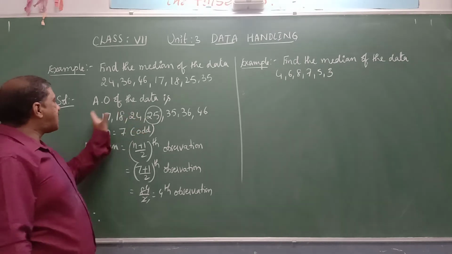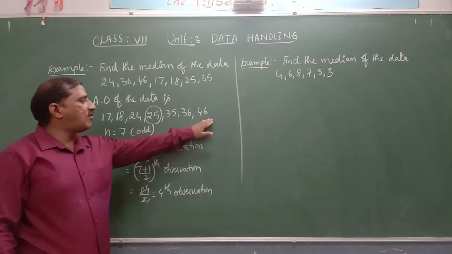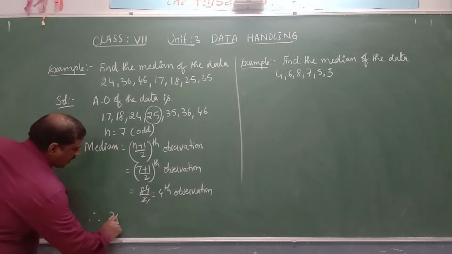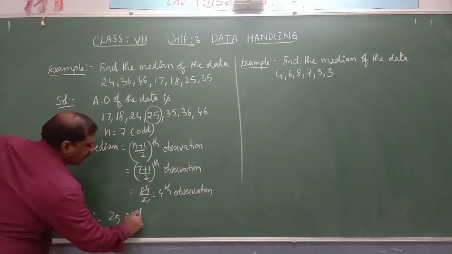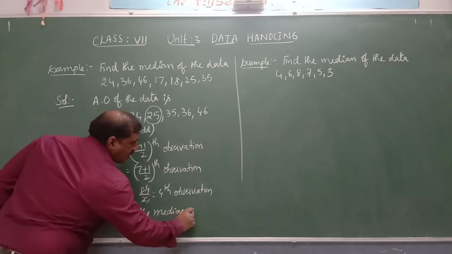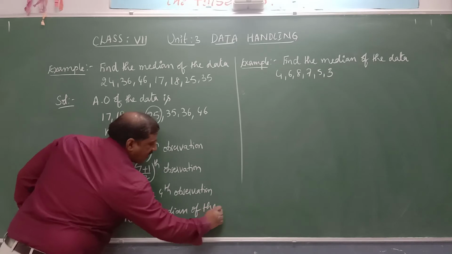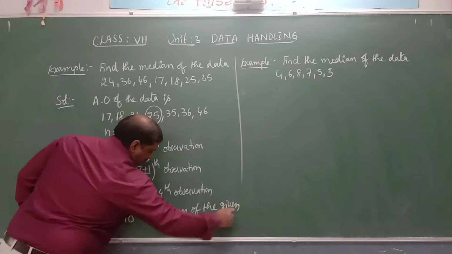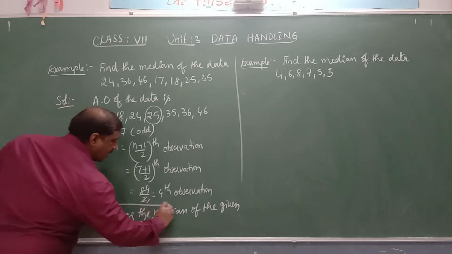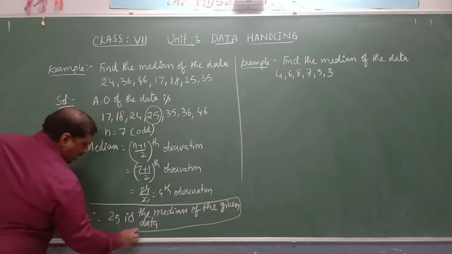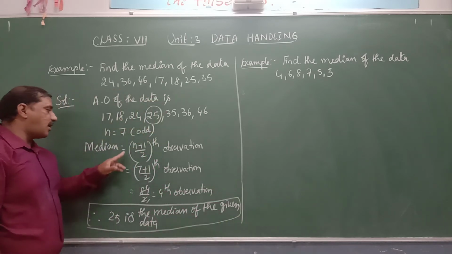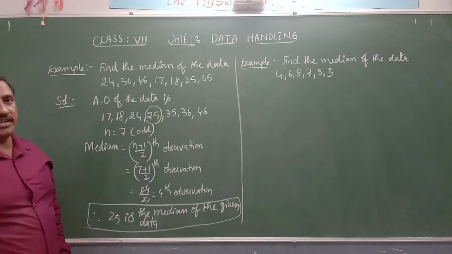You see, on this side we have 3 observations and on this side we have 3 observations. It is the middlemost observation. Therefore 25 is the median of the given data. So like this we will find the median of the given data if there is an odd number of observations, using the formula (n plus 1) by 2th observation.